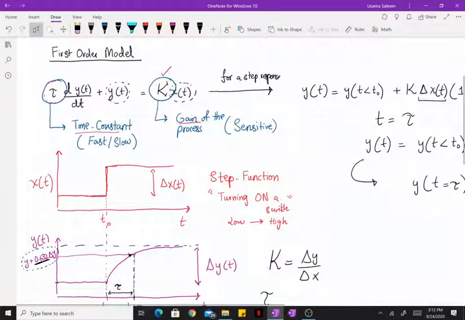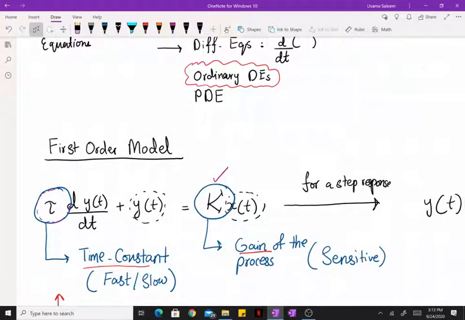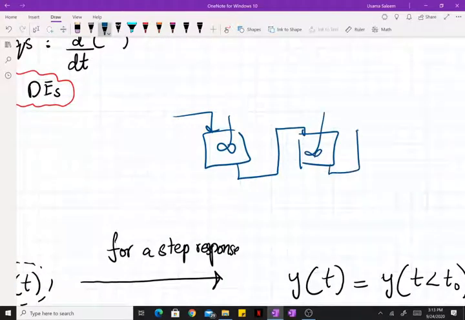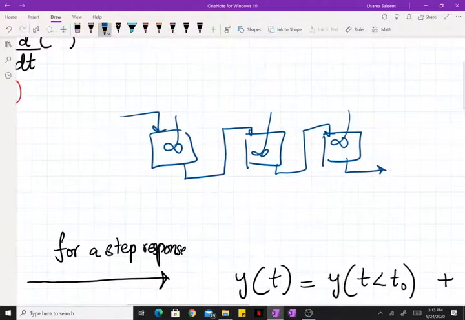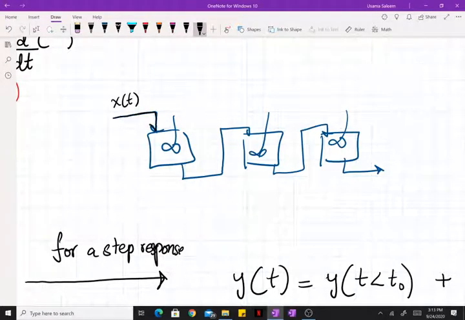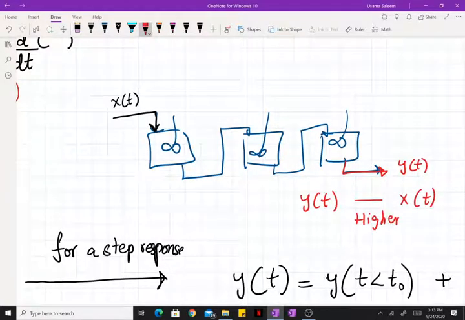In upcoming videos, we're going to look at higher order models, and we'll also look at non-linear models. For most chemical engineering applications, we have multiple first order models in series. When you have first order models in series, like let's say a battery of CSTRs, and the equations that capture the behavior in each CSTR are first order models, then the relationship of x, which is the feedstock to the first CSTR, and y, which is the product stream from the last CSTR, is actually going to be higher order because we have multiple first order models in series.